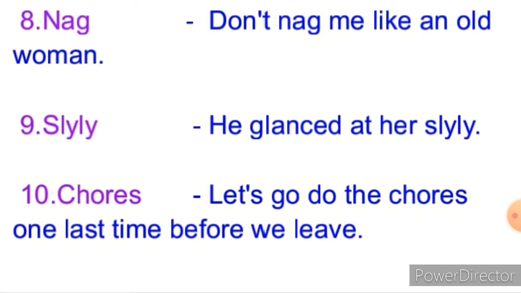Some were serious while others slyly winked at the camera. So listen here, children. The word slyly gives the meaning secretively. Some of them were serious, while others slyly, meaning secretively, winked at the camera. Now look at the sentence. He glanced at her slyly. Using the word slyly, we have to frame the sentence. He glanced at her slyly, secretively. So that is the meaning here. He glanced at her slyly.